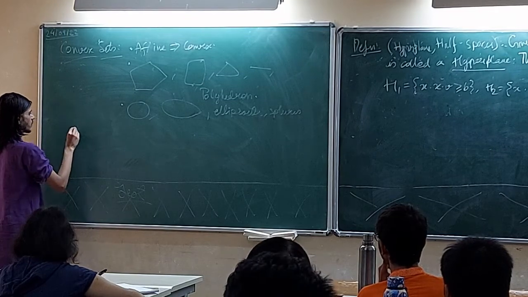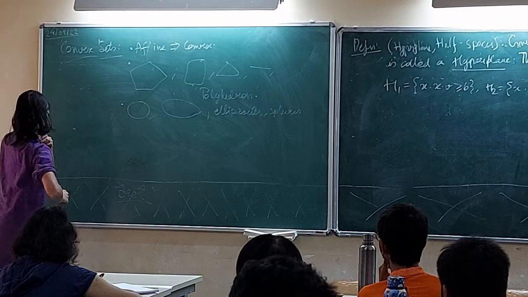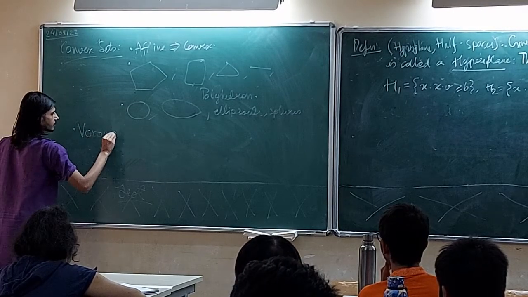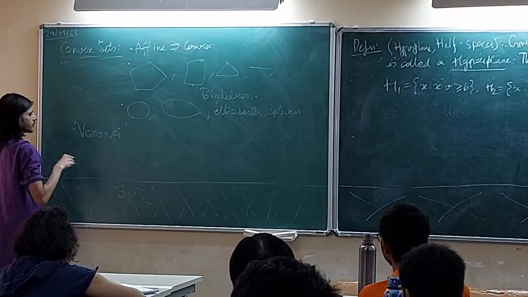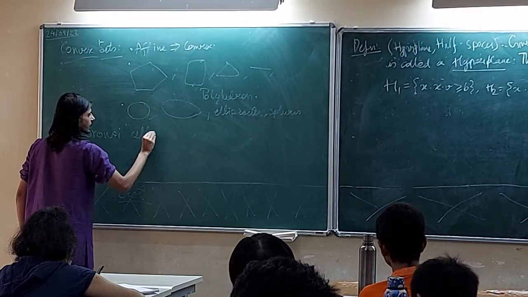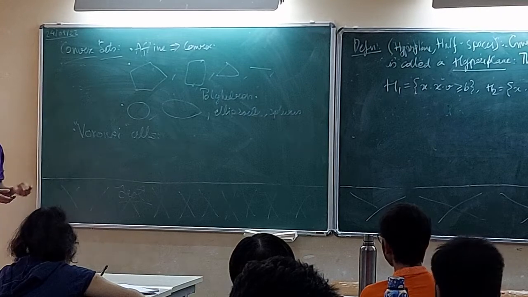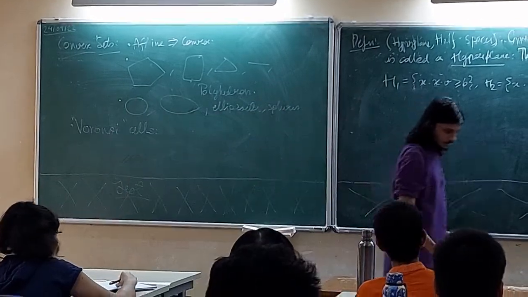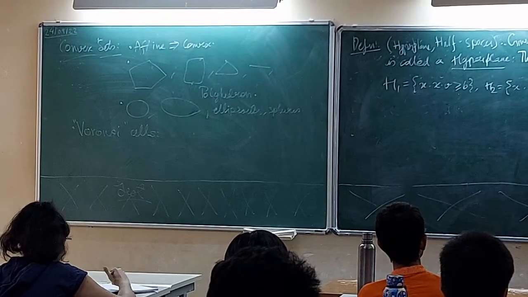Now let me come to a very interesting example. These are called Voronoi cells. Let me quickly explain to you what happens in a Voronoi cell. Let's imagine we are all shopkeepers. We all sell the same thing, maybe we sell mathematics or something like that.